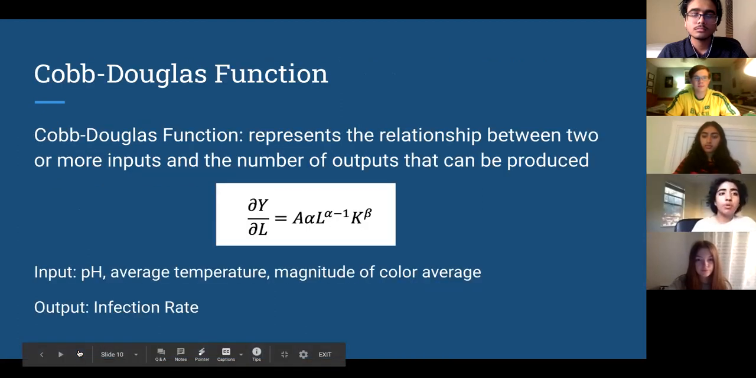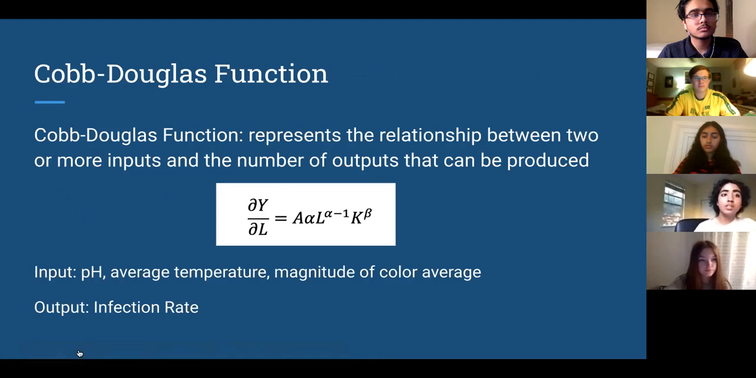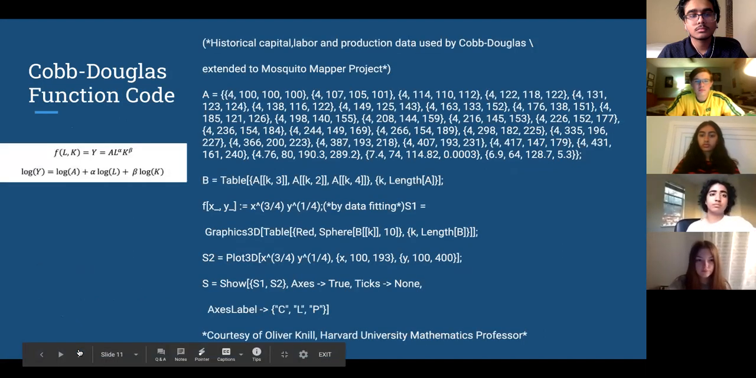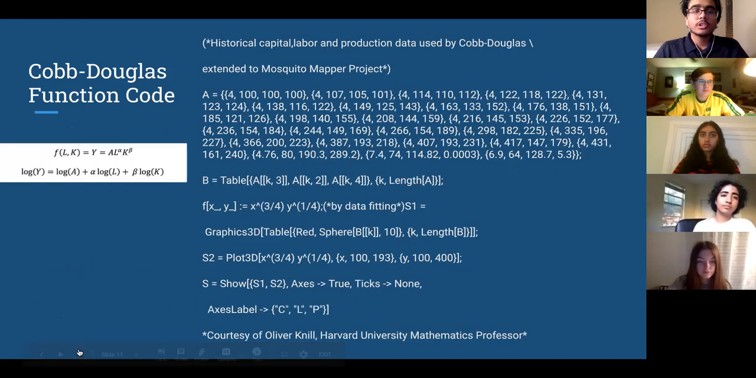An important part of our project was the usage of the Cobb-Douglas function, and this represents the relationship between two or more inputs, in this case pH, average temperature, and magnitude of color average, and the number of outputs that can be produced, which is our infection rate. The following is the code that we used for the Cobb-Douglas function.